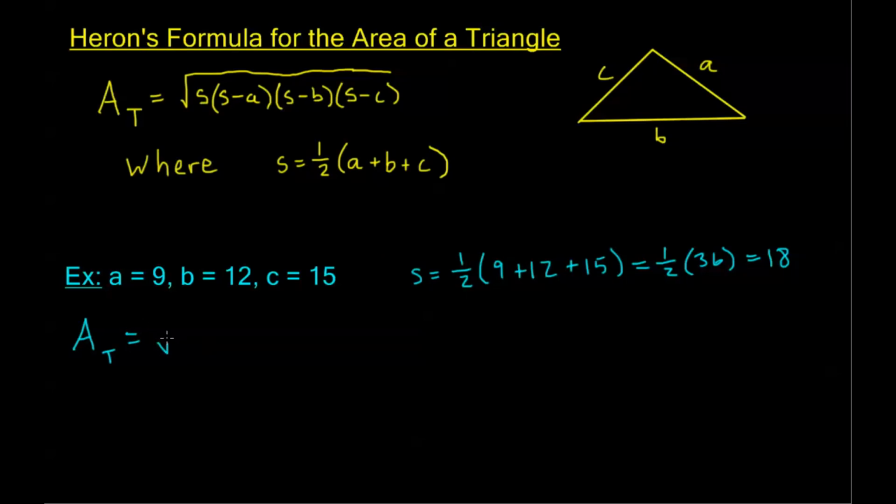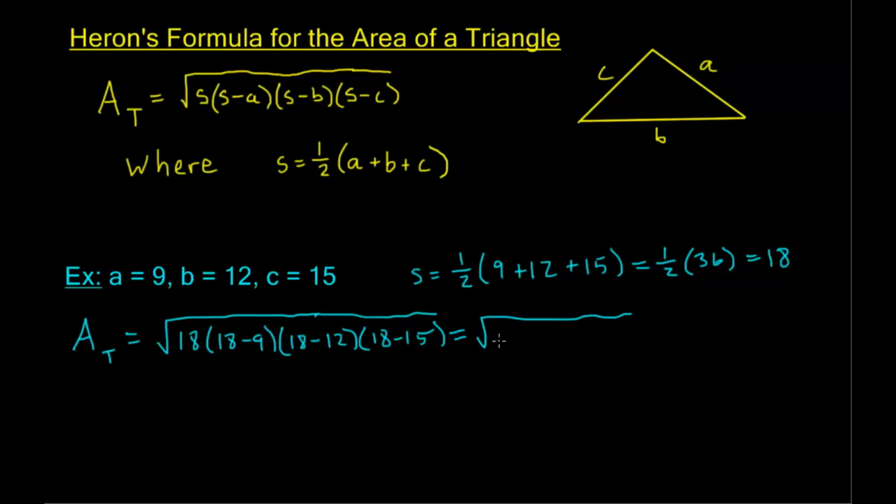Now we're ready to find the area. The area is going to be the square root of S, which is 18, times S minus A, or 18 minus 9, times 18 minus B, which is 12, times 18 minus C, which is 15. All right, let's simplify this a little bit. That's the square root of 18 times 9 times 6 times 3. And that product in the square root is going to become 2,916. And final step, once you take the square root of that, we get that the area of the triangle is equal to 54 units squared. So if this was inches, of course, we'd put square inches here.